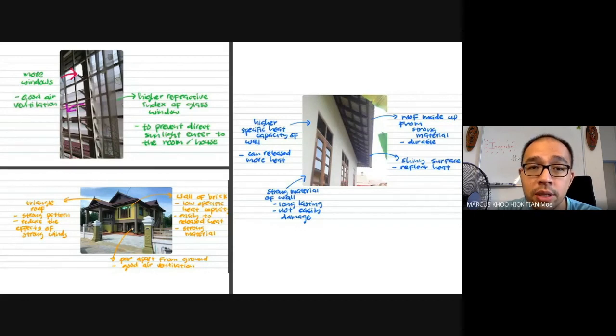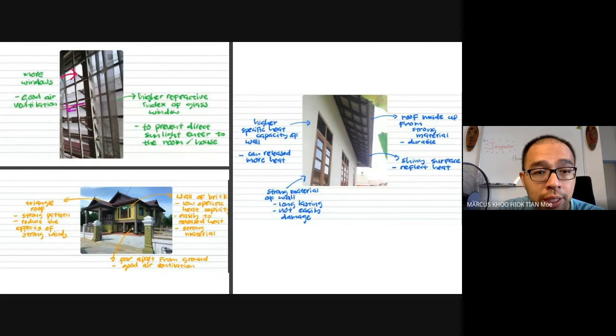Okay, a good house, if you want it to be cooler, we add more windows so we get good air ventilation. Interestingly, you have a triangle roof. The triangle roof has a strong pattern and it reduces the effect of strong winds. We use a wall of bricks, because bricks have low specific heat capacity, also not cement, bricks. And it's usually easy to release heat and it is strong. Obviously it is strong.